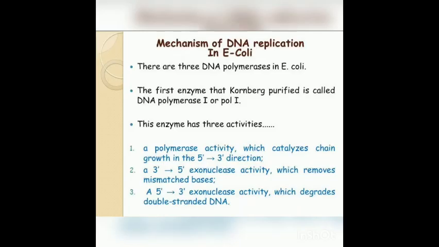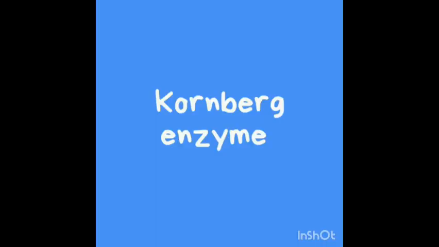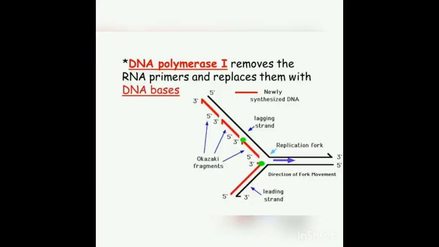In prokaryotes, the replication process requires three types of DNA polymerases, that is DNA polymerase 1, 2 and 3. DNA polymerase 3 is the main enzyme involved in DNA replication. DNA polymerase 1 is also known as Kornberg enzyme, and DNA polymerase 2 are involved in the DNA repair mechanism. So, DNA polymerase 3 is involved in DNA replication, whereas 1 and 2 are involved in repair mechanisms.